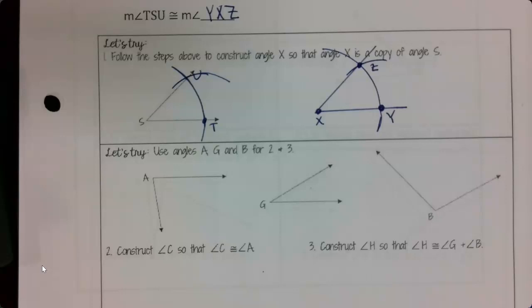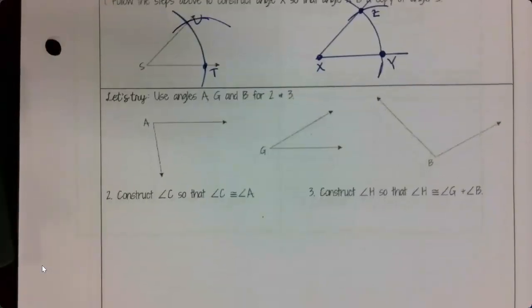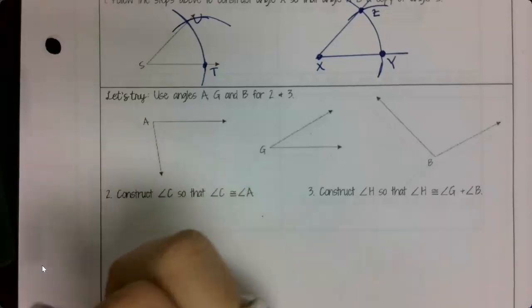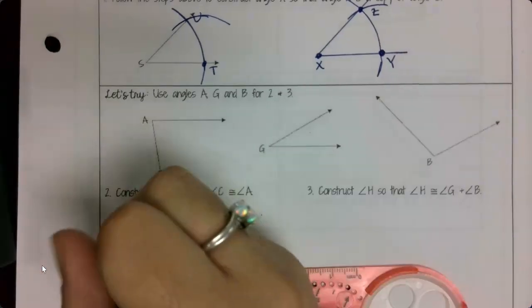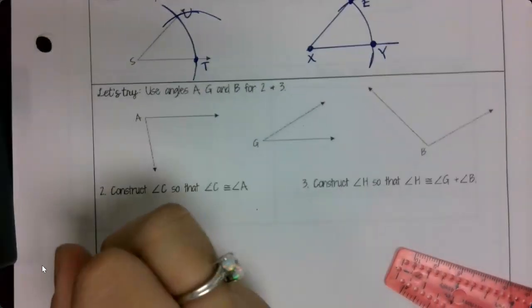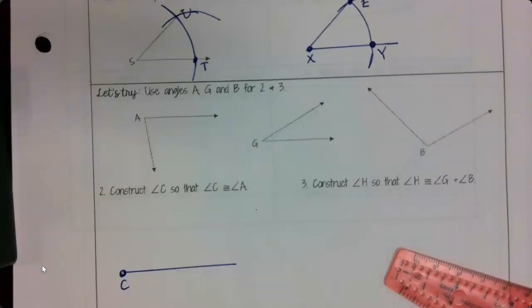My next step, I want to use the angles A, G, and B for numbers 2 and 3. Number 2 wants me to construct C, so that's angle C is congruent to angle A. So I am going to start off by drawing a ray. I'm going to label one of my points C.